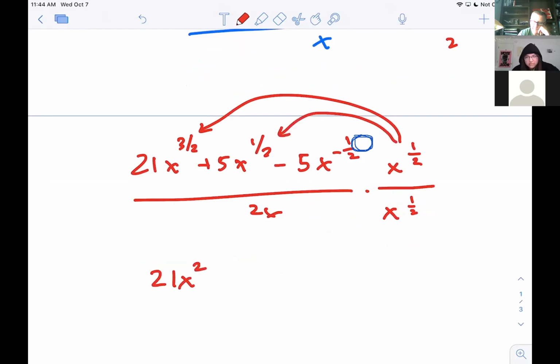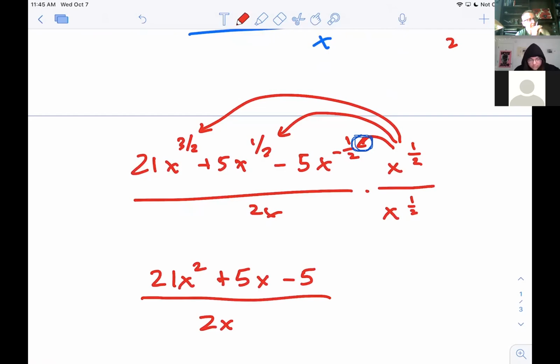What happens to this one? That's just 5x. What happens to the last one? Something really awesome happens to the last one. That just becomes minus 5, because it's x to the 0, which is 1. Now on the bottom, what do you have? 2x to the what? To the 1 half. Yeah, so 2x to the 3 halves. It's still there, but that looks nicer.